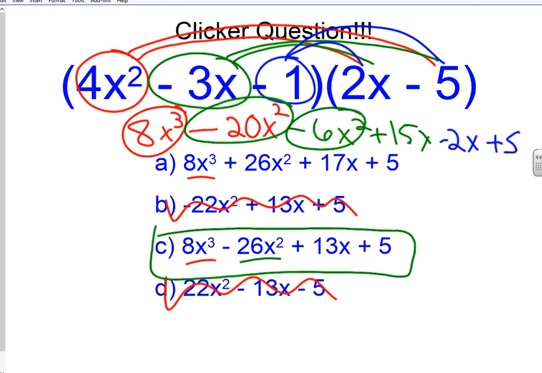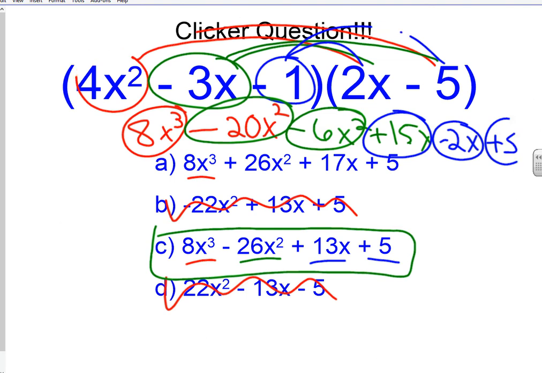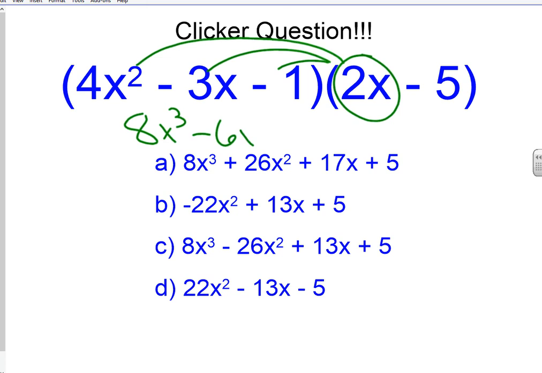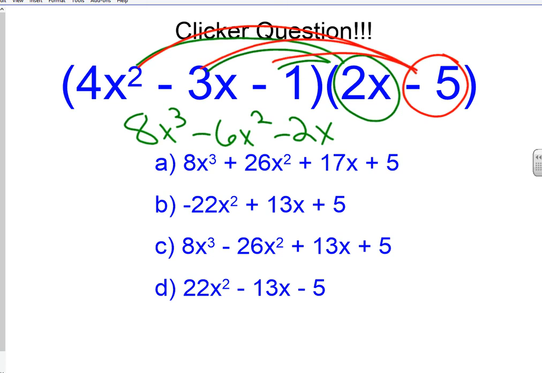Finish it out. I could have also done my x's. 15 minus 2 is 13, and of course the 5. And here's the deal. That's because I distributed the first to the second. But watch this. I could have done it the other way. I could have also taken this and distributed it this way. That would have given me 8x cubed minus 6x squared minus 2x, and then distributed this one and gotten negative 20x squared plus 15x plus 5.